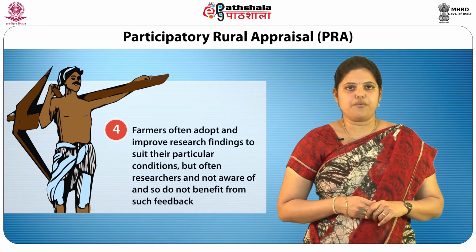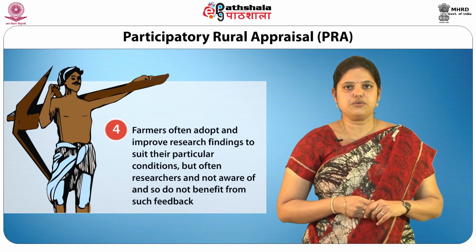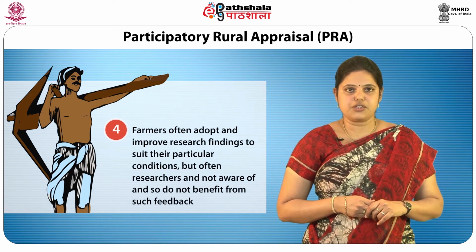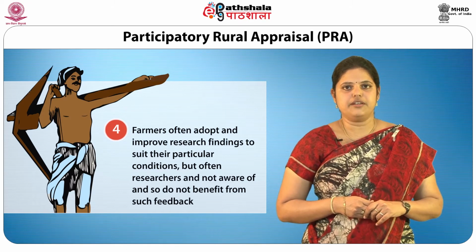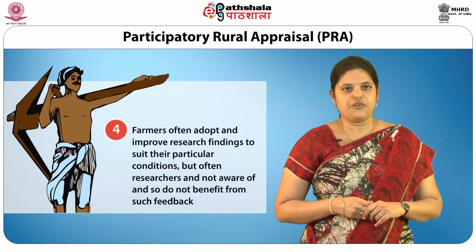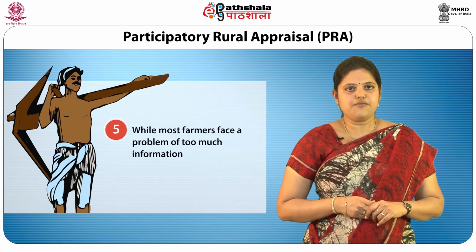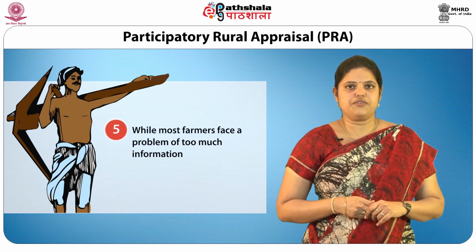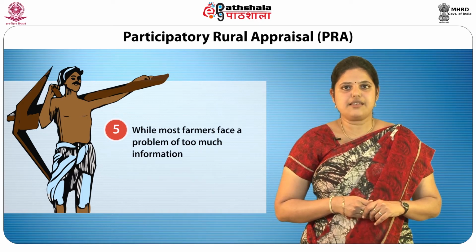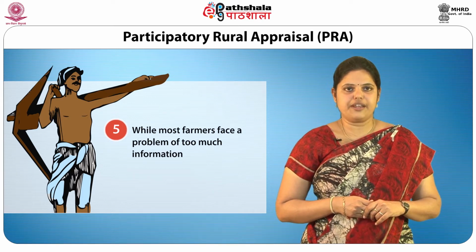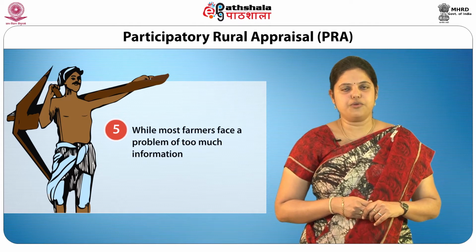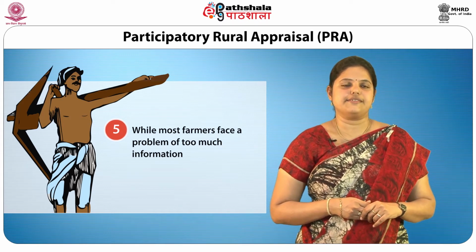Farmers often adopt and improve research findings to suit their particular conditions, but researchers are often not aware and so do not benefit from such feedback. While most farmers face a problem of too much information, there is a widening gap between research and development, funds are scarce, and the research and development organizations wish their findings to be more effectively communicated.